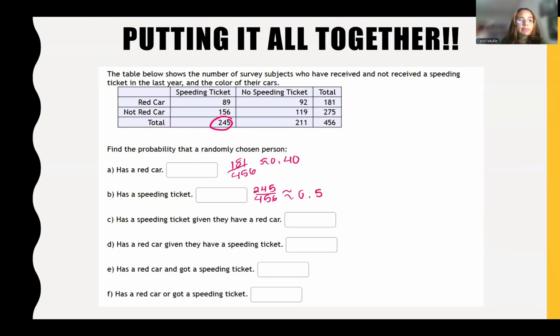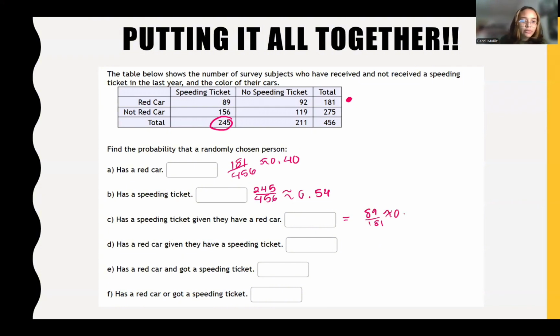C, has a speeding ticket given that they have a red car. So we're only going to look at this sample space, the cars that are red, because we already know that this is a red car. Out of the total of 181 cars that we're looking at, what we want to measure is that they have a speeding ticket. Only 89 out of these 181 cars have a speeding ticket. So 89 divided by 181 is approximately 0.49.